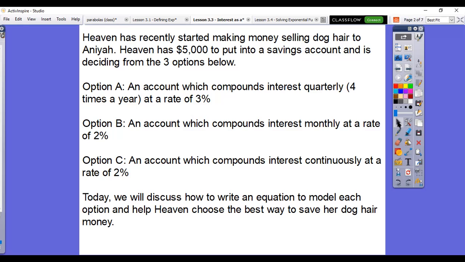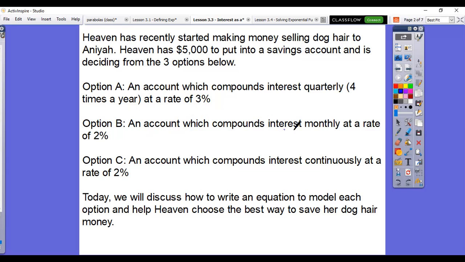So what happens in each of these three options is there's an interest rate. Like in the first account, it's 3%. The other two accounts is 2%. And then it tells us how often interest gets compounded. For example, option A says interest compounds quarterly, which means 4 times a year at a rate of 3%. What that means is roughly every 3 months, Heaven's $5,000 will grow by 3%. And then that'll happen again the next 3 months and the next 3 months.